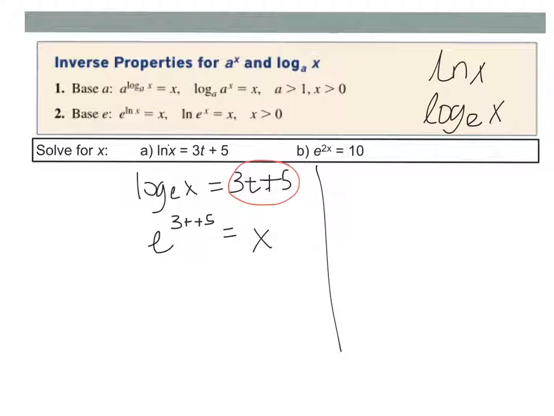Okay, so the other one here, if I'm changing this around to a logarithm, what would be the base of my logarithm? E. And then what would go inside the logarithm? 10. And that would equal 2x. And then I would just divide by 2. So instead of writing log base e of 10, I would write ln 10 divided by 2 equals x.